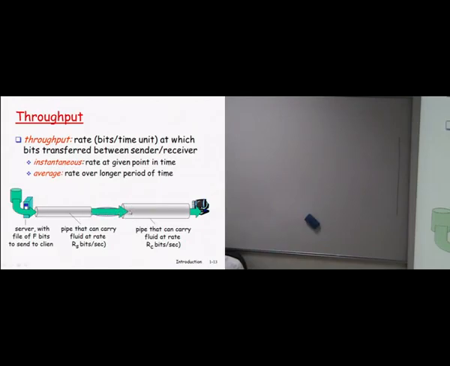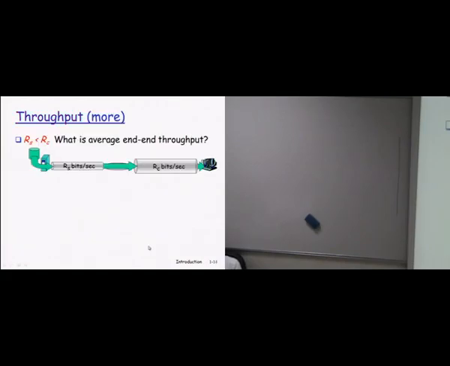The server sends bits as fluid into the pipe, so the server is working like a pump. It is injecting the water into the pipe. Clear? This pipe can carry fluid at this rate, and this pipe can carry fluid at this rate. Now, look here. Is the rate of the first pipe less than or bigger than the rate of the second pipe? Less than. Why? Because its diameter is smaller compared to the second link.